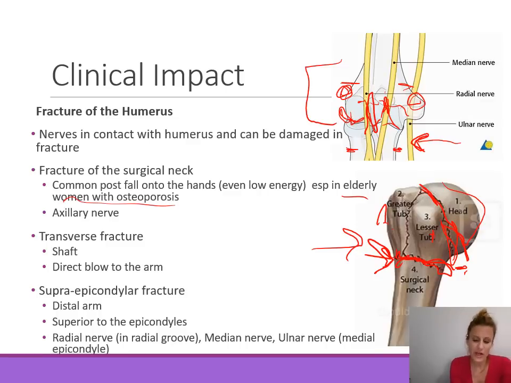A transverse fracture is a horizontal fracture that occurs in the shaft of the humerus. This typically occurs because of a direct blow to the arm, and the fracture would just occur at whatever area of the shaft the blow came to.